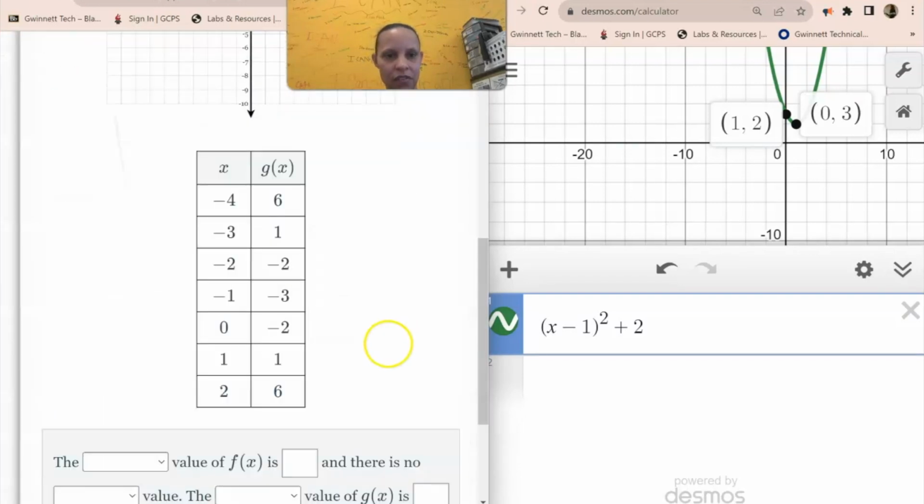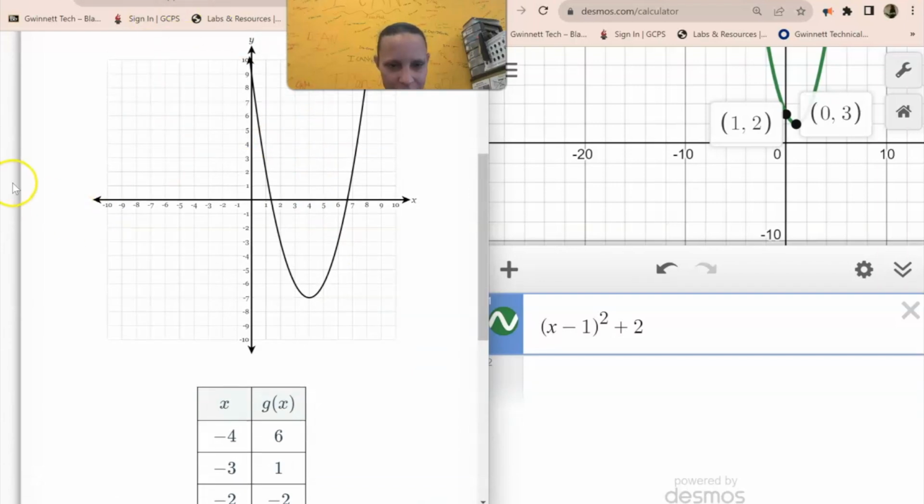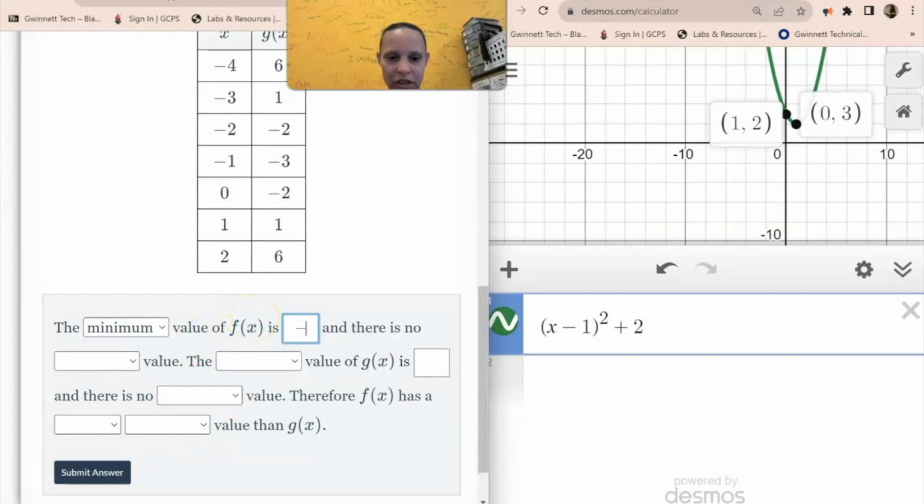So let's take a look at f of x. Does it have a minimum or a maximum? It has a minimum. So what's the minimum value of f of x? Remember, it's just the y value, right? Which is what? -7. So the minimum value is -7. And there is no maximum because it's a minimum.